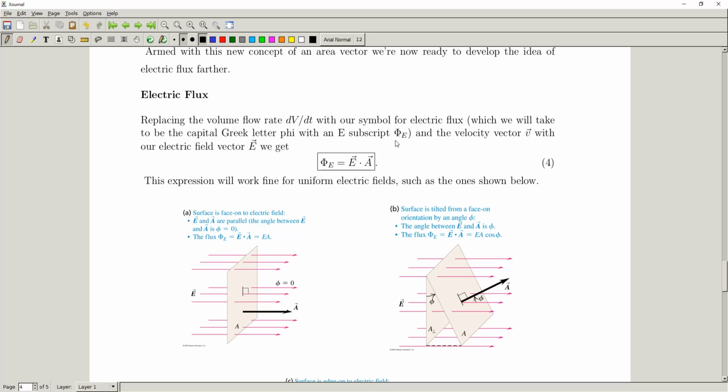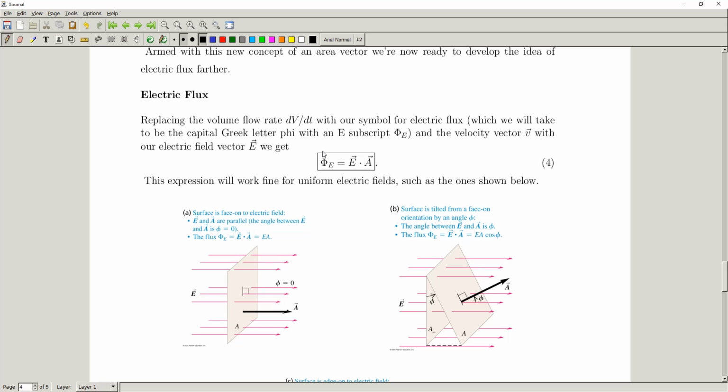So this symbol here is just a capital Greek letter phi, and we give it the subscript E to remind us that we're talking about electric flux. So what are we saying here? We're saying that the electric flux, that's that symbol, is equal to our electric field dotted into our area vector for that surface, okay? And this equation is boxed. This is definitely an equation you want to have at your fingertips.